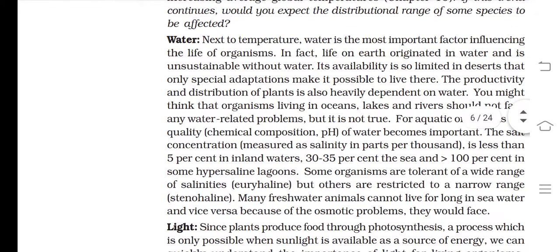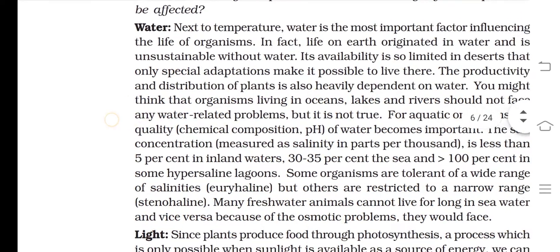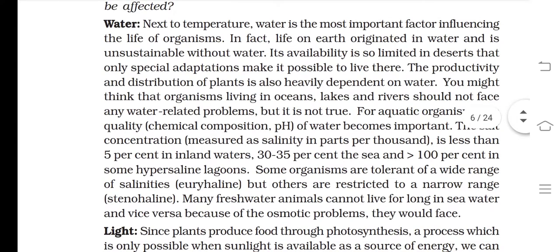Now, if we are going to revise the second major abiotic factor, which is known as water, we know that water is a very important factor influencing the life of organisms. It is a universal solvent, and life on earth originated in water, and it is not sustainable without water.